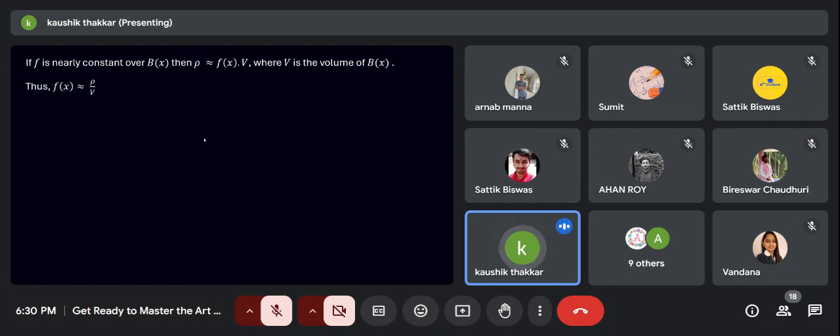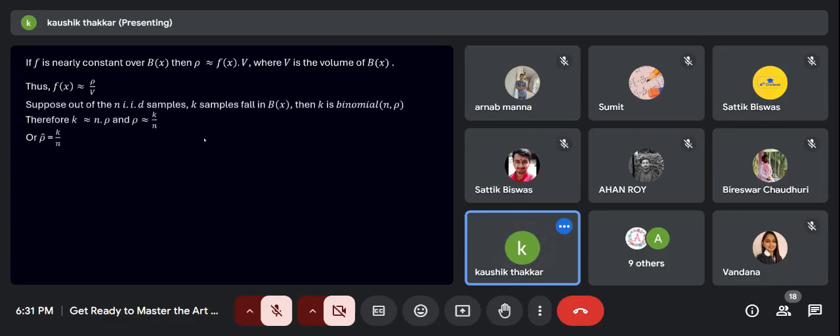So from this, f(x) is approximately equal to rho upon v. Now, suppose out of these n IID training samples that we have, there are k samples that are in the region Bx. Then k is nothing but a binomial(n, rho), right? So k can be approximately taken to its mean, that is n times rho, and you get an approximation of rho as k upon n, right? So you can estimate rho as rho hat, that is given by k upon n.